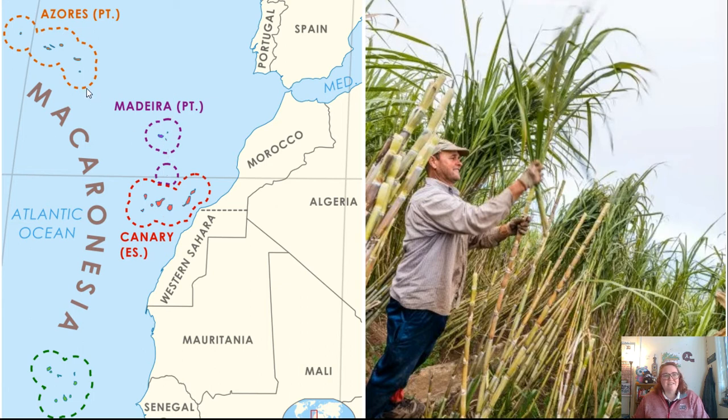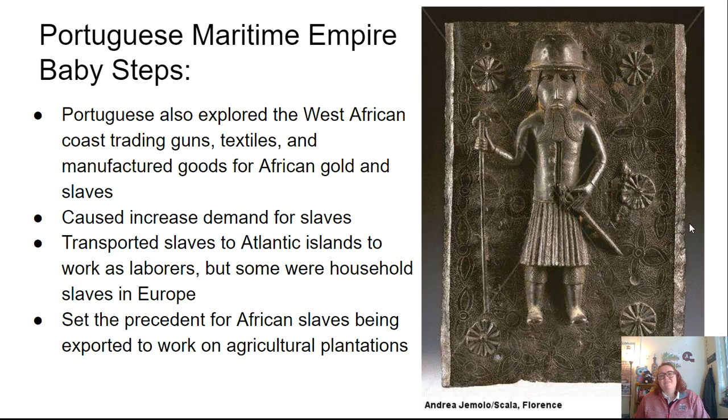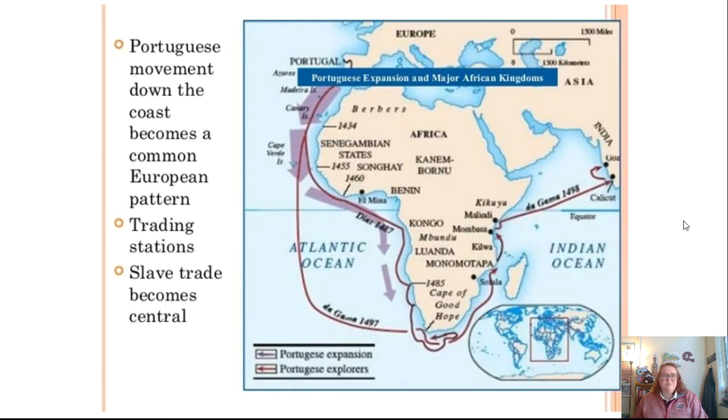So in case you need to know where Madeira and the Canary Islands are, this is Madeira, the Canary Islands. This is Azores, and the sugarcane that is developed on the islands to this very day. So the Portuguese went exploring. We talked about how they traded goods, right? And with that came the demand of slaves. This ultimately set the precedent for African slaves being exported to work on agricultural plantations.